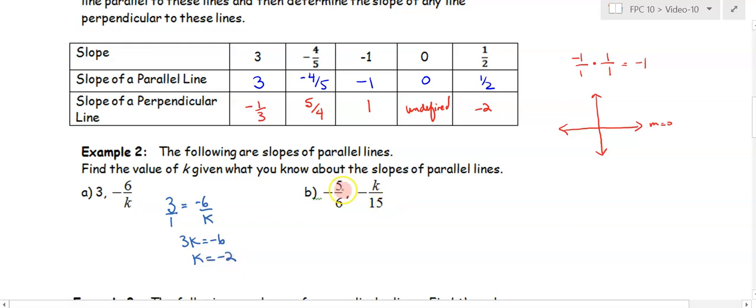Same thing here. They are parallel, so they're the same. Whenever you have a negative sign, I always move the negative to the numerator. Pick one of them. Typically, it's always the numerator. So equals -k/15. And again, you could try to figure out how you're getting there, making them equivalent, or you could cross multiply. -6k equals 15 times 5.